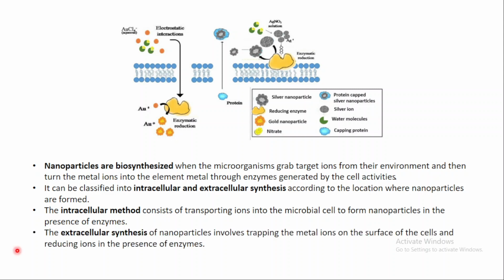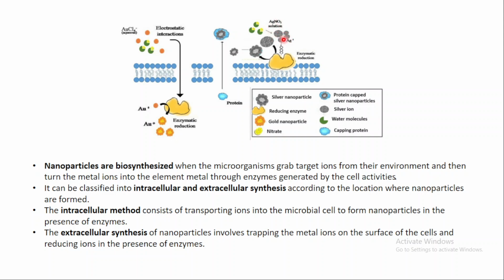The extracellular synthesis of nanoparticles involves trapping the metal ions on the surface of the cells and reducing ions in the presence of enzyme. So at the extracellular level, the protein will not be inside the cell. Protein will be on the membrane, and whatever trapping will happen is outside of the membrane. So here if you see, this is a silver nanoparticle getting formed from AgNO3 solution. So we have Ag plus ions and NO3 minus ions.